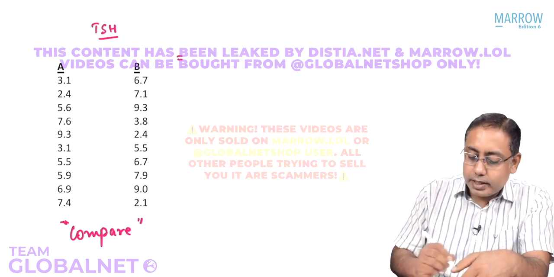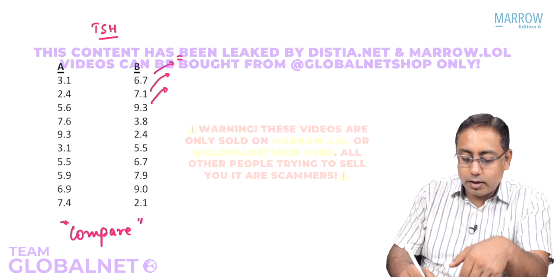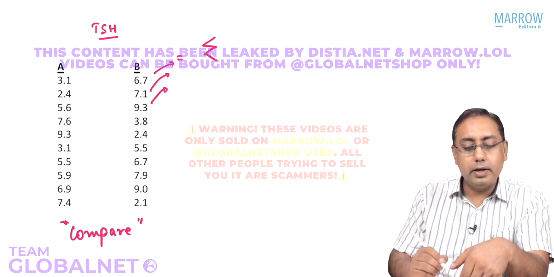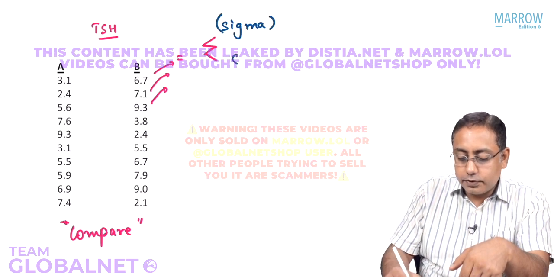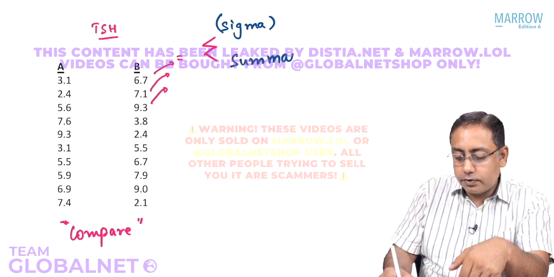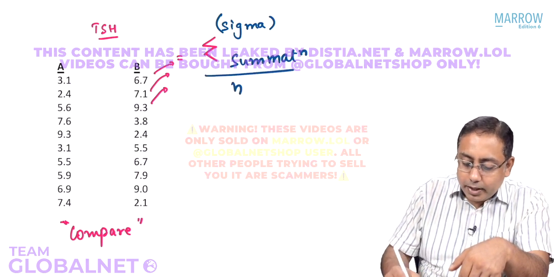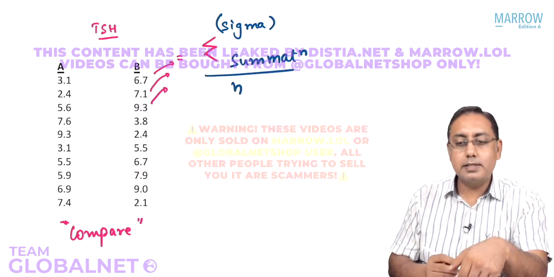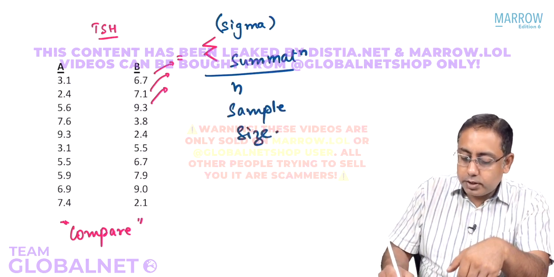Don't you think what you're saying is, let me just add up these people: you take the first, second, third, and you add them, right? What is the symbol for that? This is a sigma. It stands for summation. You summate everything and divide by n. N stands for the sample size. So this is the first measure that you're going to do.